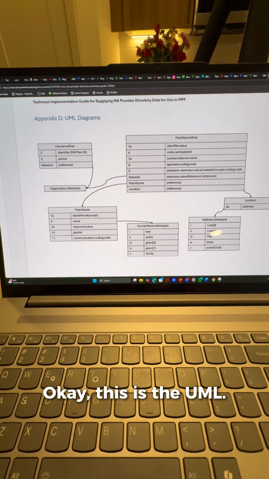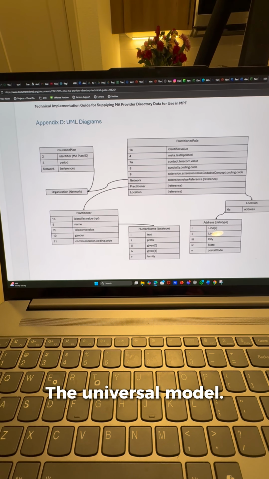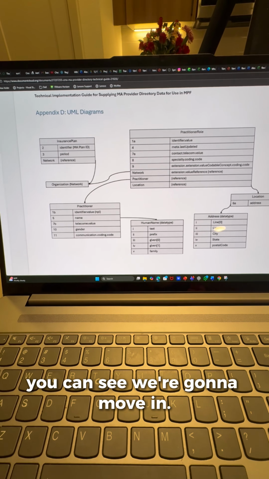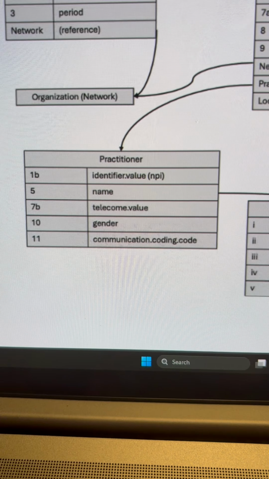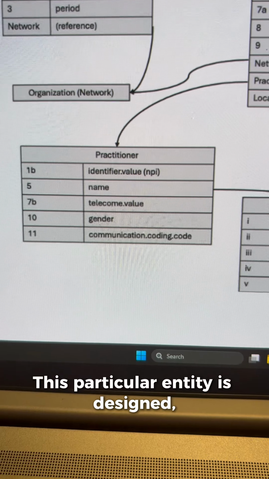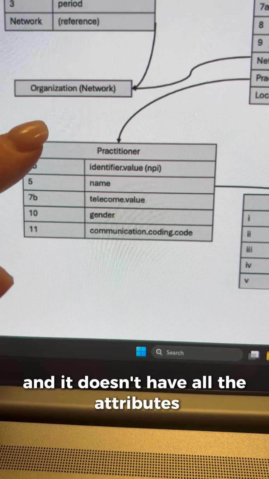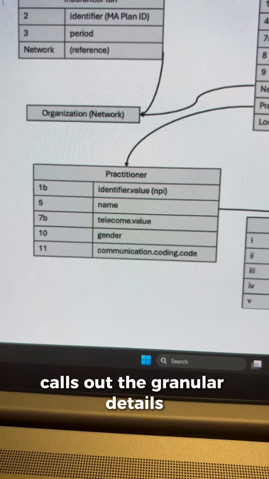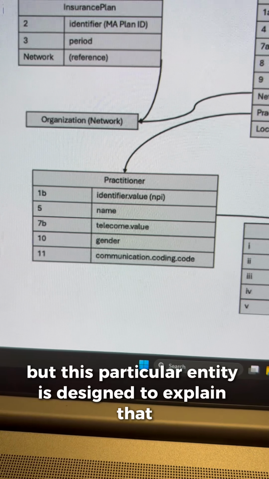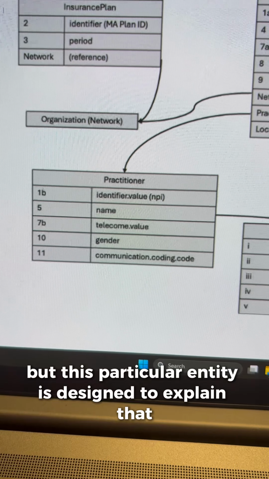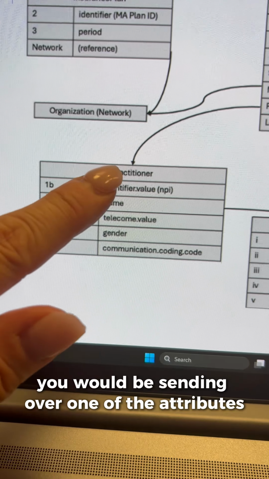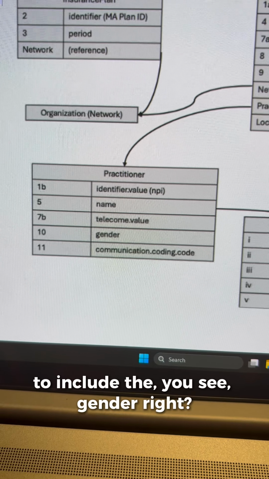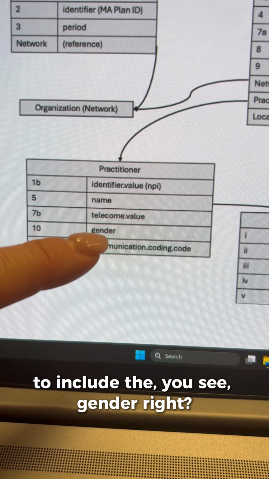Okay, this is the ULM, the universal model. And as you look at it, we're gonna move in, there we go, right into there. This particular entity is designed, and it doesn't have all the attributes because the actual specification calls out the granular details, like I said. But this particular entity is designed to explain that you would be sending over one of the attributes about the actual practitioner to include, you see, gender, right?